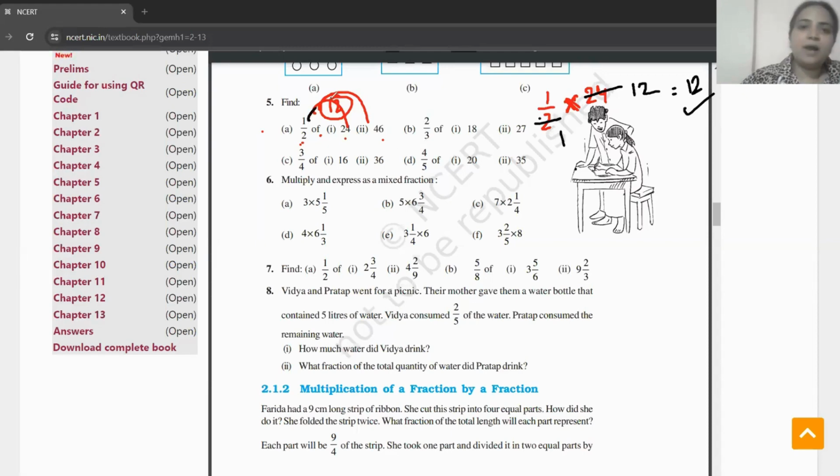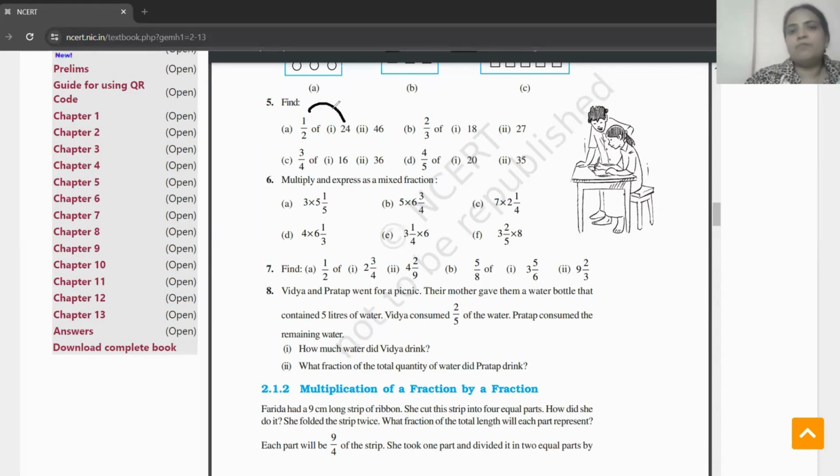Now next part, half of 46. Mathematically, this is half of 46. Cut that on the table of 2 again, this is 23. So 23 is the answer for the second part. Understood or not? Half of 24 is 12 and half of 46 is 23. That is the answer. Simple or not?